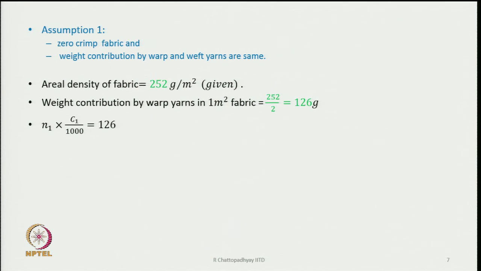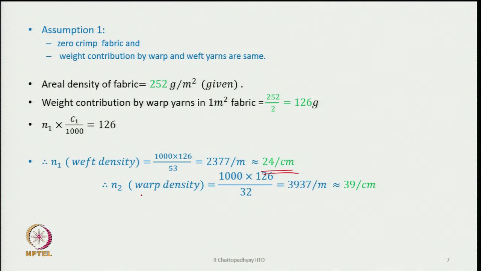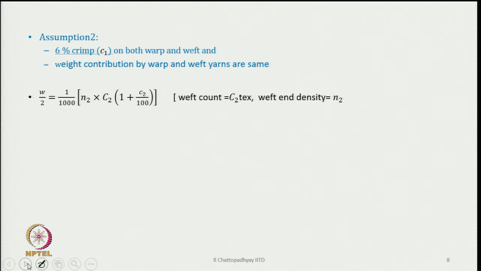So, areal density of the fabric is given as 252 gram per meter square. Weight contribution by warp yarns is going to be 126 gram, and therefore N1 into C1 by 1000 is going to be 126. From there, we can calculate the warp density N1, which will give you a figure of 24 per centimeter. And if we go further, N2 we can calculate again, and we get a figure of 39 per centimeter.